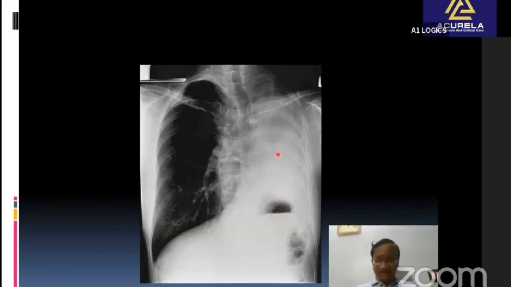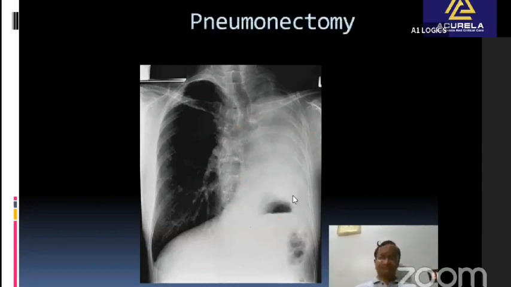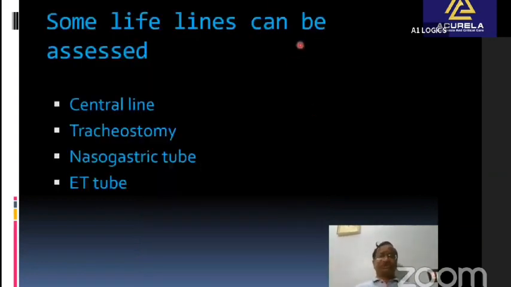There is a conclusion. That is why we should always see the history and the patient overall, because this patient has had a history of surgery on the left front. So it's a case of pneumonectomy. Some lifelines can also be assessed.